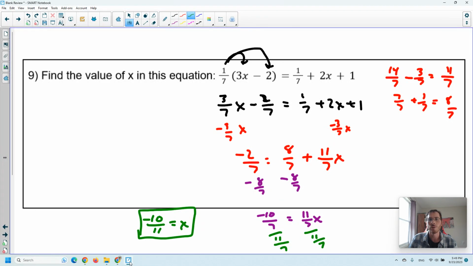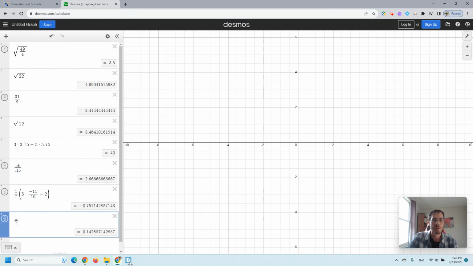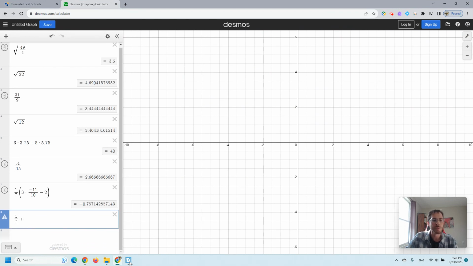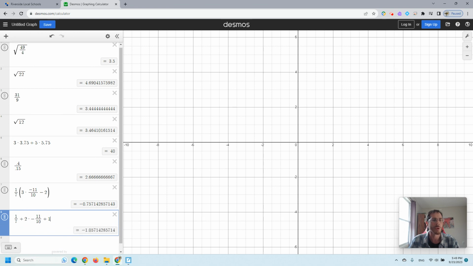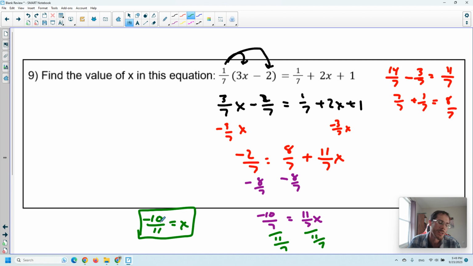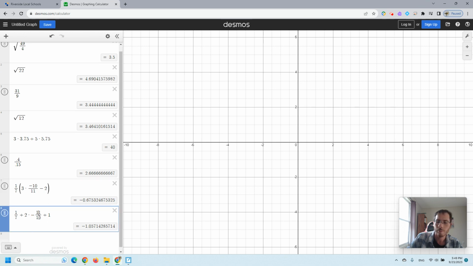On the other side, 1/7 plus 2x plus 1. So 1/7 plus 2 times negative 11 x plus 1. Well, that's not the same. That's a little bit suspicious. So that means we might have messed something up. Oh, I didn't type it in right. So that would be an issue. I got negative 10/11. But that's okay. We got to do some error analysis. It's kind of normal. Not super convinced, but we'll see if it works out.